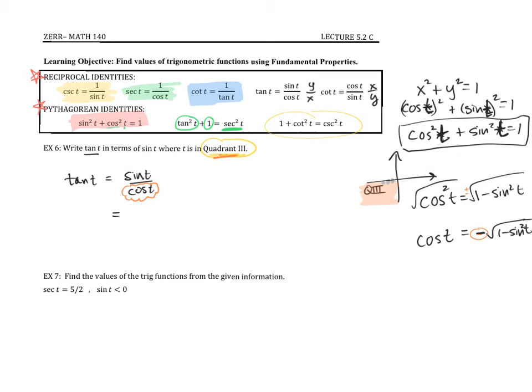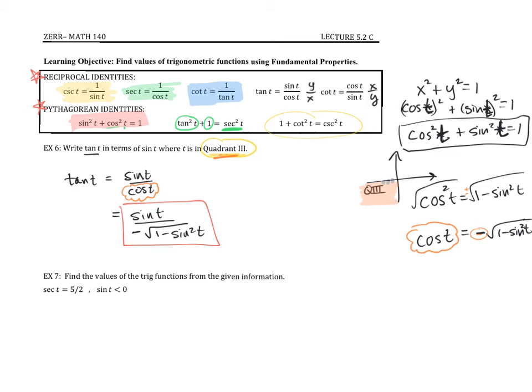Now I'm going to just substitute. I have an expression for cosine, so I'm going to plug that right in. Sine of t over, I'm going to replace cosine t with the negative square root of 1 minus sine squared of t. And my mission is accomplished. I've rewritten tangent in terms of only sine. Done. Okay, let's do this next one.